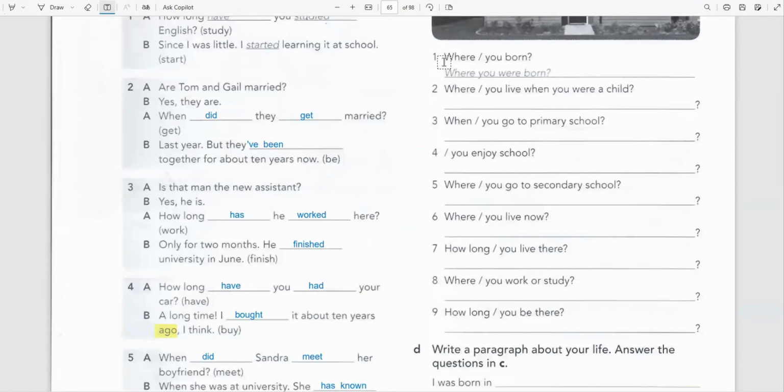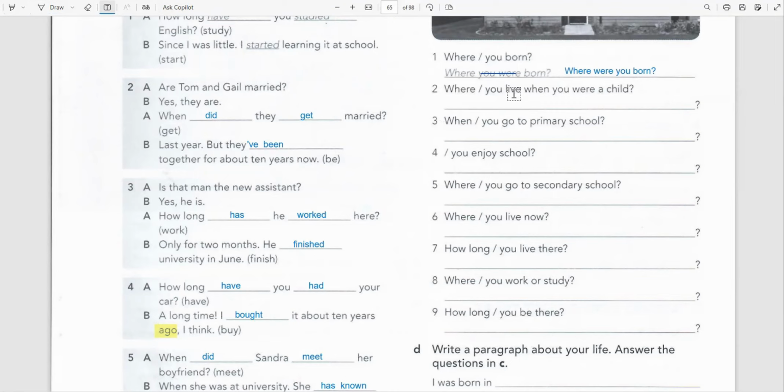Number one, where are you born? This is a note. Look, where are you born? It's not a complete question, so we had to make a complete one, which is where you were born. They made a mistake, actually. It should be where were you born? That's fine. Where were you born?